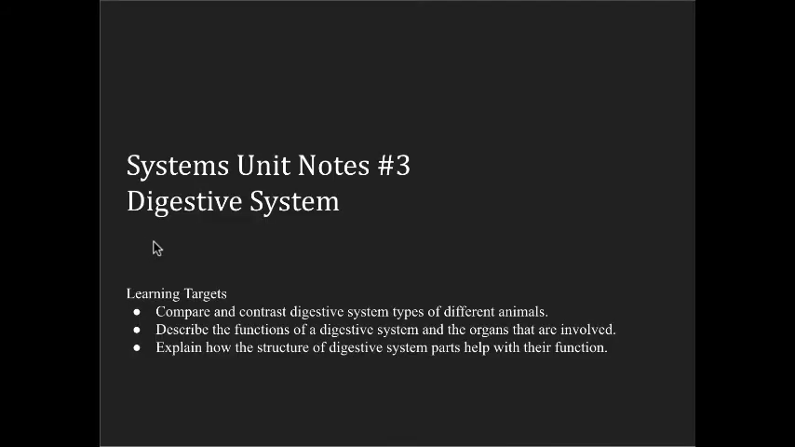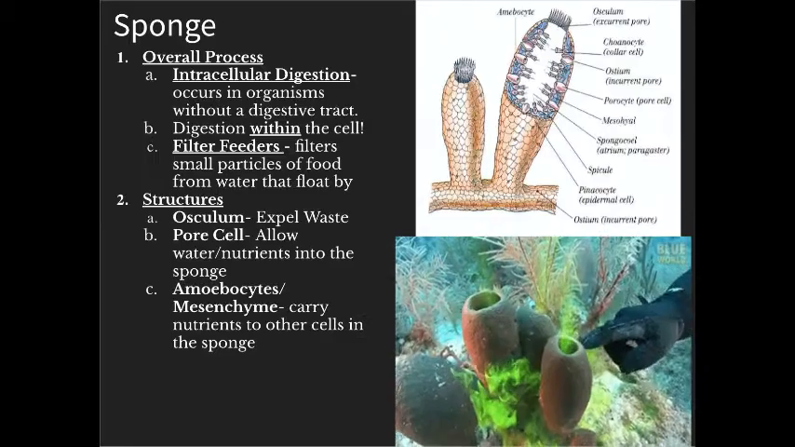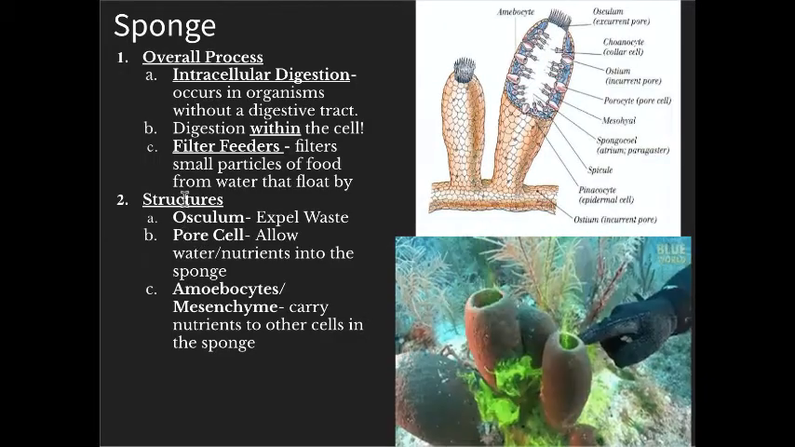Hey guys, welcome back to notes number 3 of our systems unit on the digestive system. Our main goal is to again be comparative with all of these systems, digestive system included, between different types of animals and the different strategies of digestion that they use. So we'll start off with a model organism here.